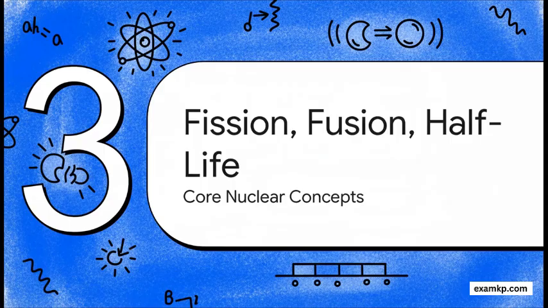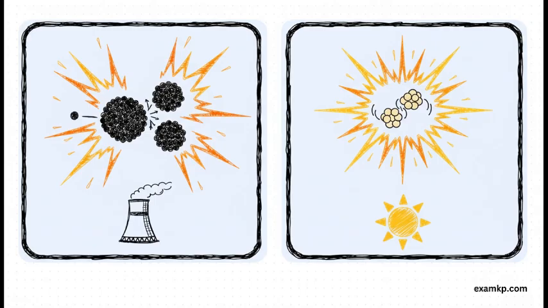Got it? Good. All right, now that we know the players, alpha, beta, and gamma, let's dive into the bigger concepts. We're going to look at the powerful nuclear reactions and the number one way we measure how they decay over time. You are going to get asked to compare fission and fusion.